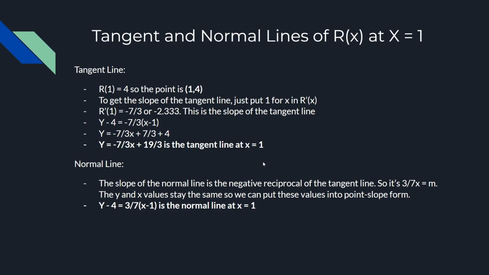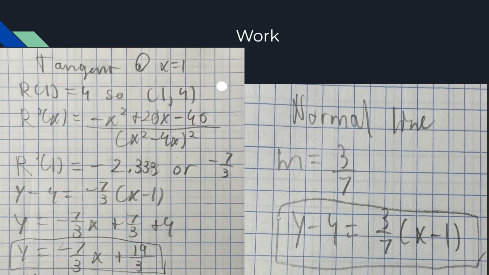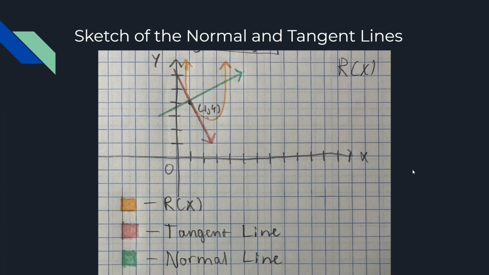So for my tangent line, I put in 1 into the original R(x) to get 0.14. And then for the slope, I put in 1 for x into the first derivative to get negative 7/3. And then for the normal line, I just got the negative reciprocal of negative 7/3, which is 3/7. And that's how I got the normal line. Here's my work. And here's my sketch of the normal and tangent lines.